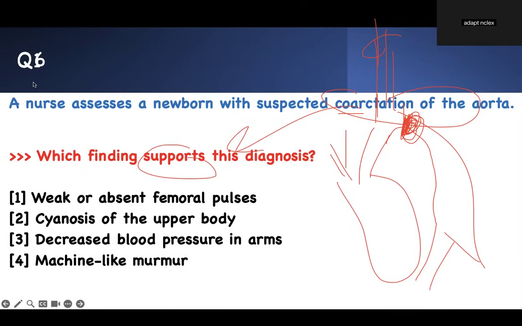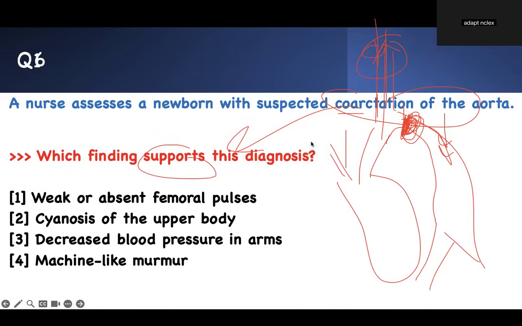Therefore, you should expect blood going to your upper extremities is easy. When it's going to the lower extremities, it's going to be tough. Therefore, more blood goes to your head and your upper extremities, and less blood goes to the lower extremity. This is coarctation of the aorta.